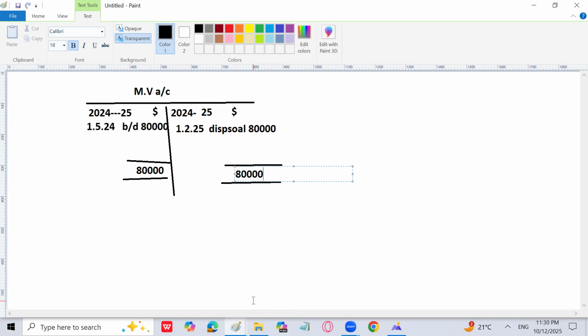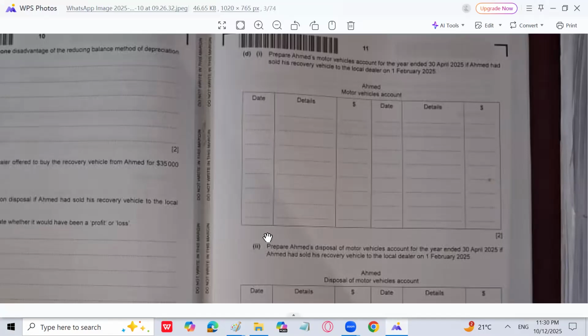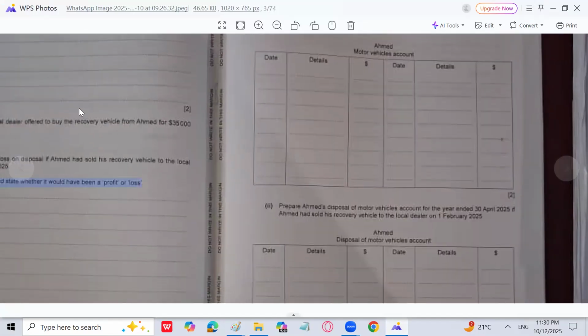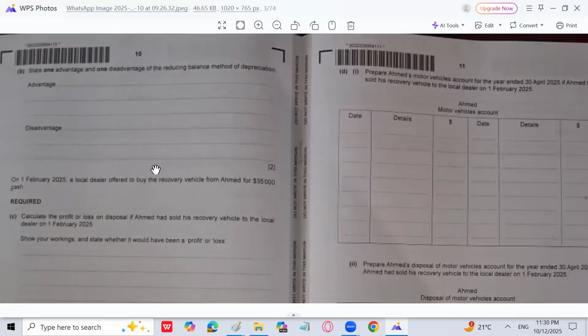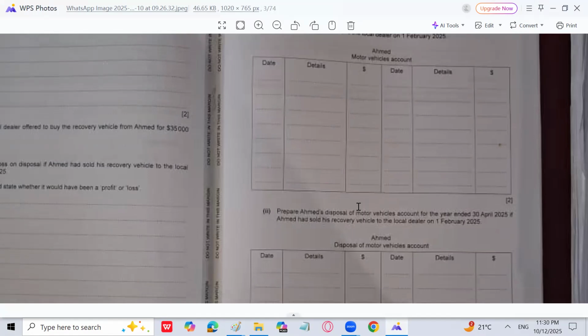Okay. Now let me see if maybe he is asking us some other things in the C part. I don't think so. Okay, that's fine then. Prepare the motor vehicle disposal account for the year ended 30th April 2025.